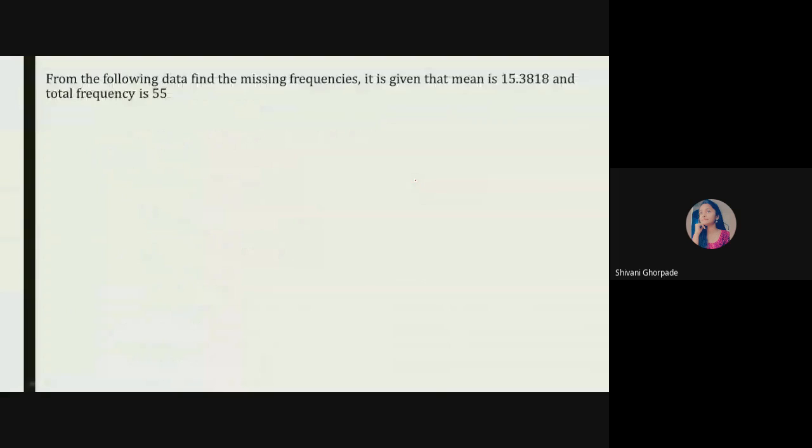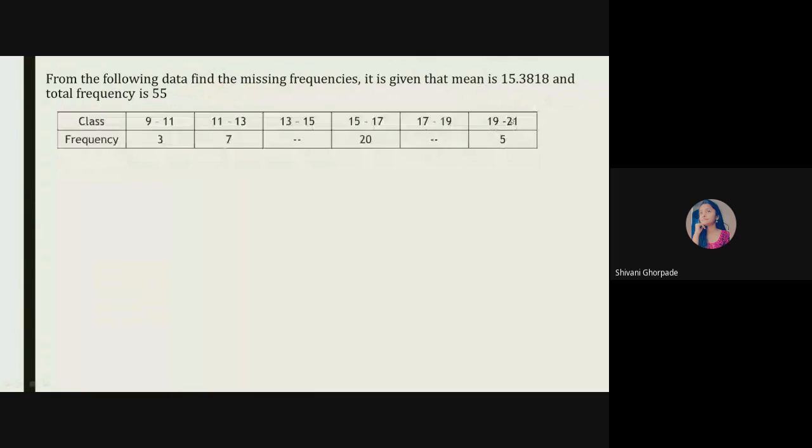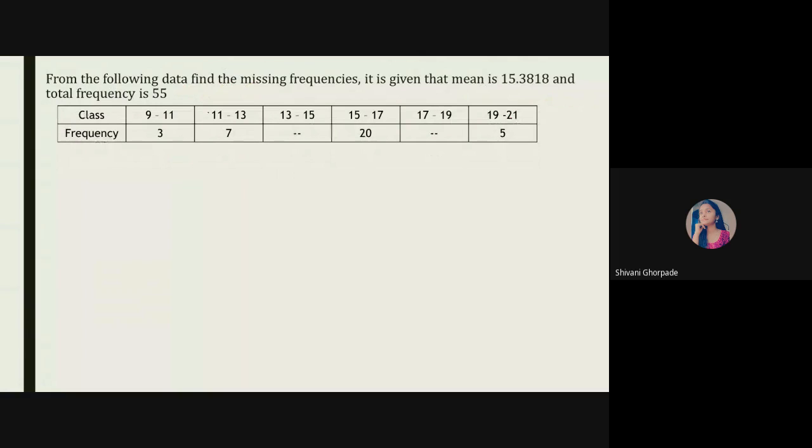चलो आता next sum बघू आपण. From the following data, find the missing frequencies. It is given that mean is 15.3818. So what they have given, mean दिलेला आहे, it is 15.3818, and total frequency is 55. Total frequency म्हणजे काय, it's n, किंवा त्याला असं म्हणतात summation of f. तर तो दिलेला आहे 99. आणि आपल्याला काय करायचंय, बेसिक फ्रिक्वेन्सीज आहे, म्हणजे more than one frequency आपल्याला find out करायचे. So what they have given: classes are given 9 to 11, 11 to 13, 13 to 15, 15 to 17, 17 to 19, 19 to 21, आणि frequency आहे.